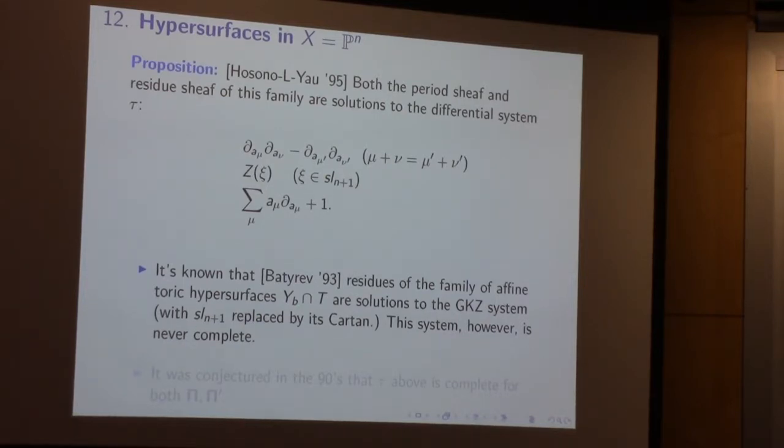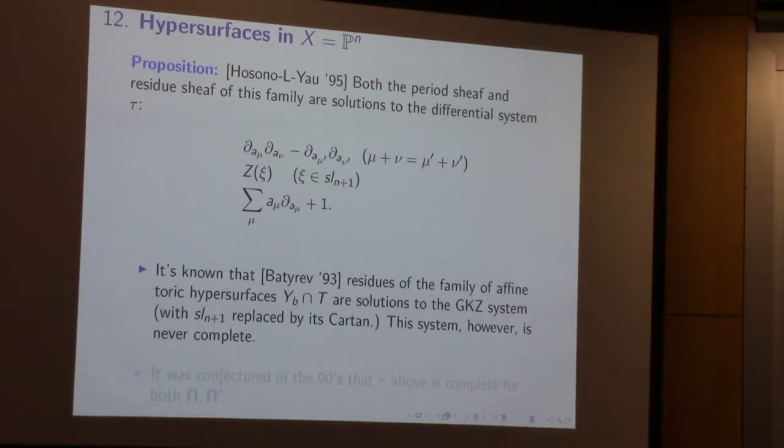Later on, there were many papers that followed it that souped it up to the projective case. However, if you look at this GKZ system where SL(n+1) is replaced by its Cartan, the system turns out never to be complete. It is complete neither for the period sheaf nor the residue sheaf, meaning the GKZ system has too few operators.